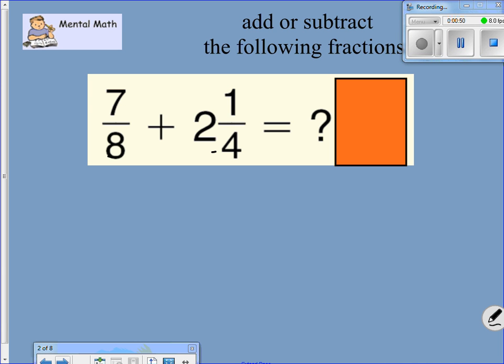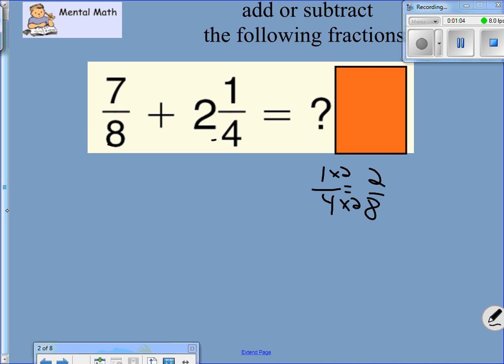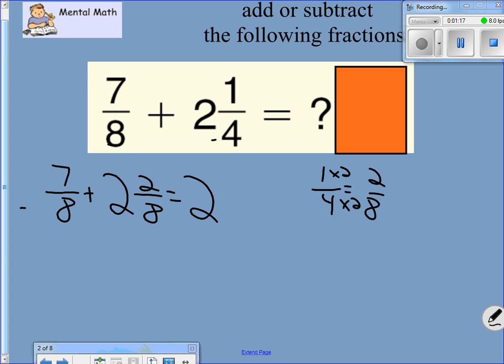Let's keep it easy. If we don't have to change both fractions, let's just change one of them. So I'm going to change 1/4 into 8ths. Going times 2 gives me 2/8. So I'm going to rewrite this problem here. So I have 7/8 plus 2 and 2/8. Go ahead and add these up. I don't have a big number here, so I have a big 2. 7 plus 2 is 9/8.